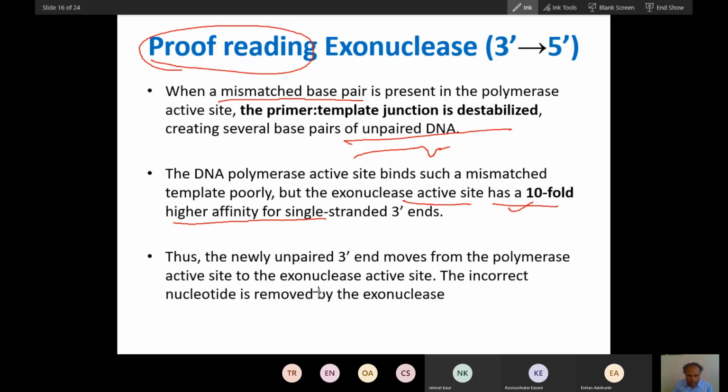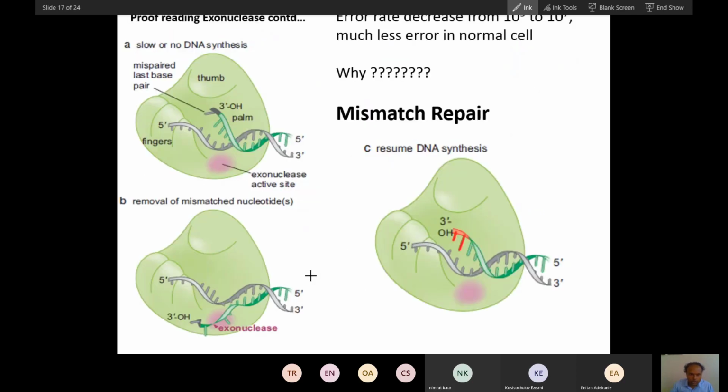And then what will happen? Now you can see this exonuclease site is present here. It will come back and remove the bases, removing the nucleotide from 3 prime to 5 prime. And after removal, it will synthesize a fresh nucleotide again. This is called a proofreading function.